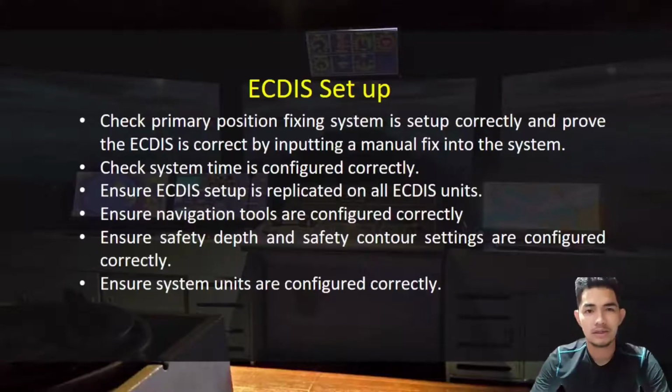And now, let's talk about the procedure in setting up Ecdis system. First, check primary position fixing system is set up correctly and prove that Ecdis is correct by inputting a manual fix into the system. Next, check system time is configured correctly. Ensure Ecdis setup is replicated on all Ecdis units.